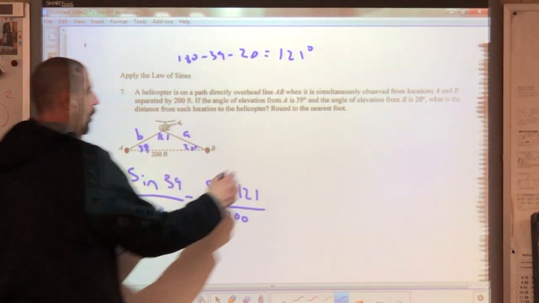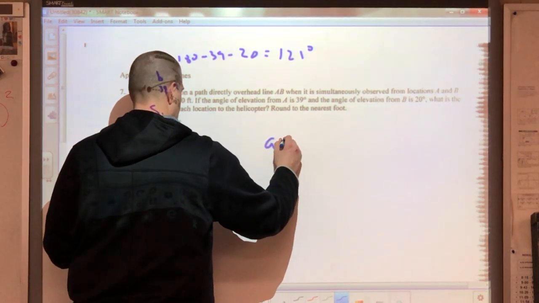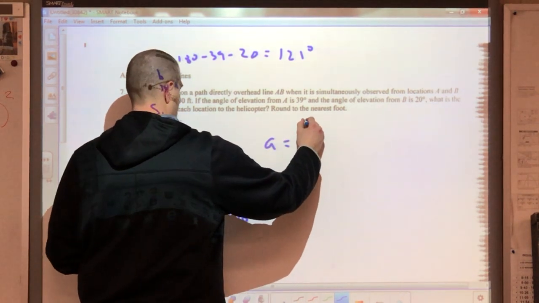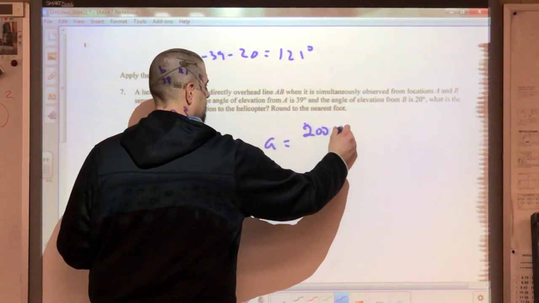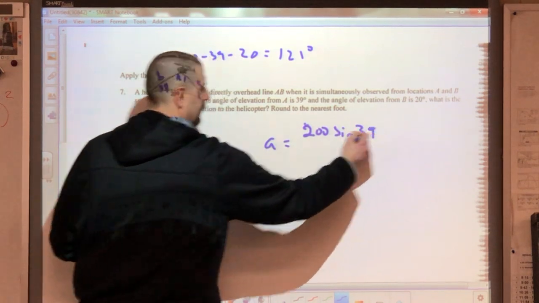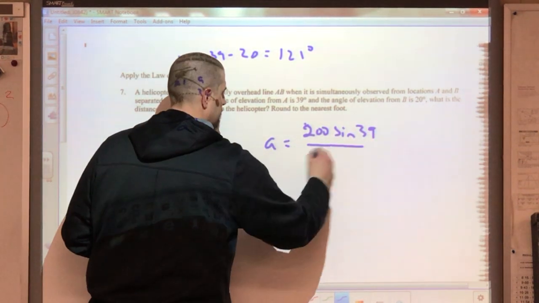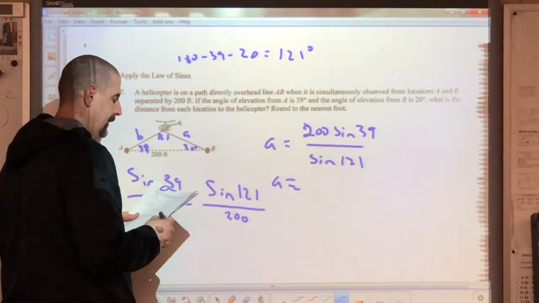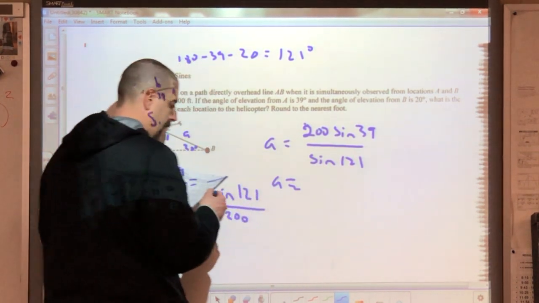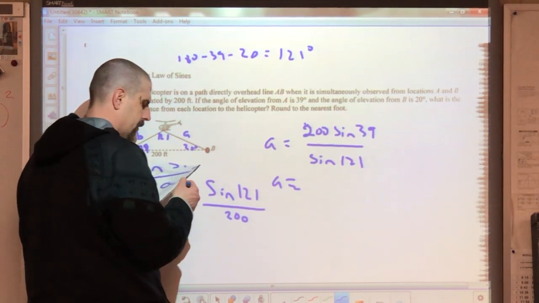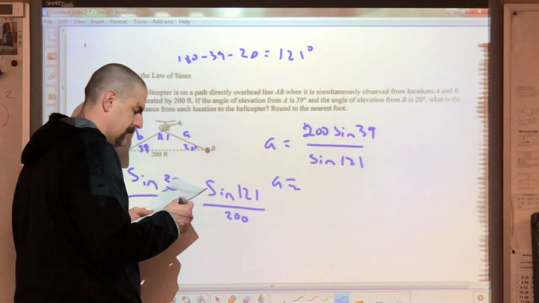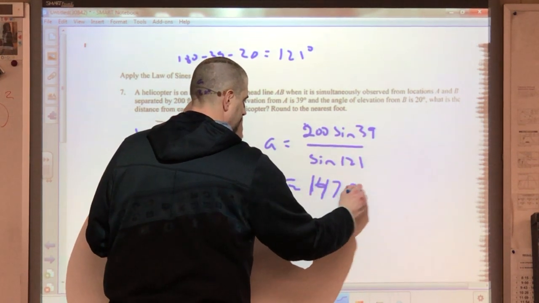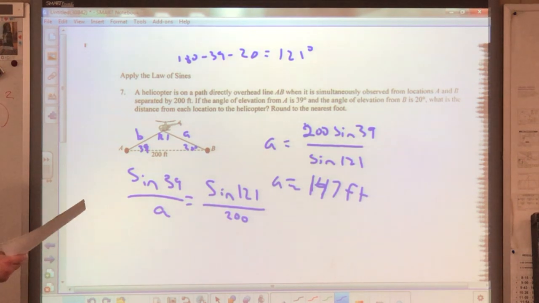Cross multiply and solve, you're going to get A is equal to 200 sine 39 over sine 121. So A is approximately going to be 147 feet, okay? All right, so that's A.